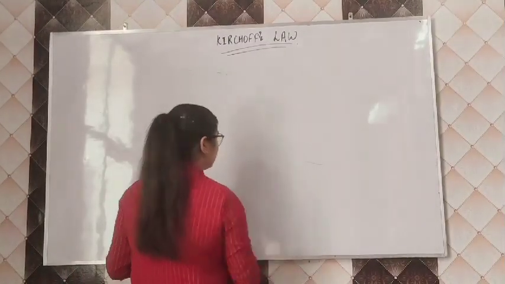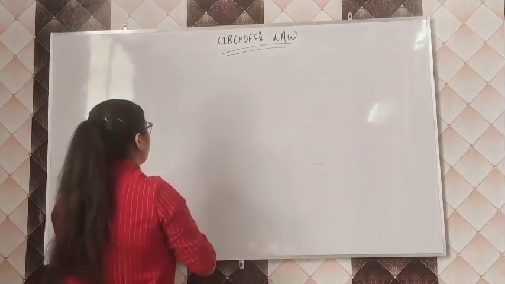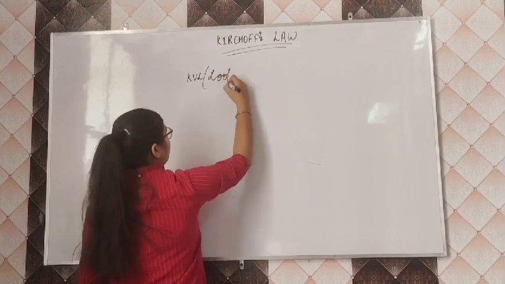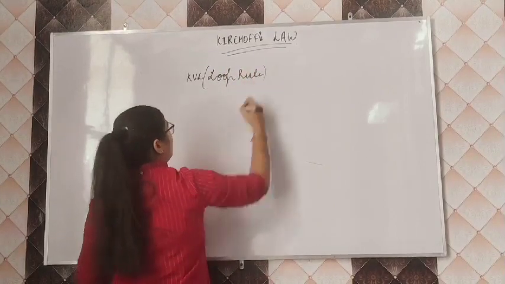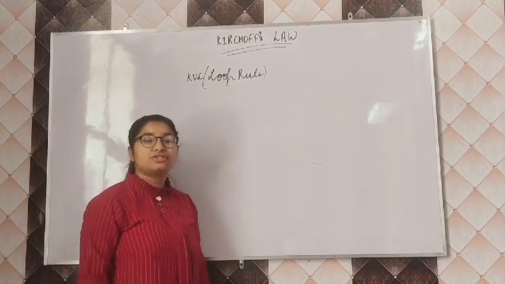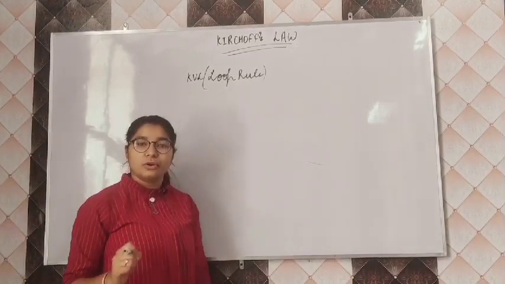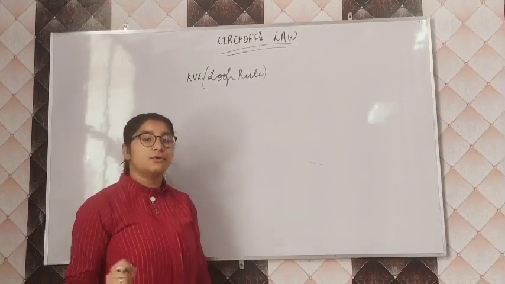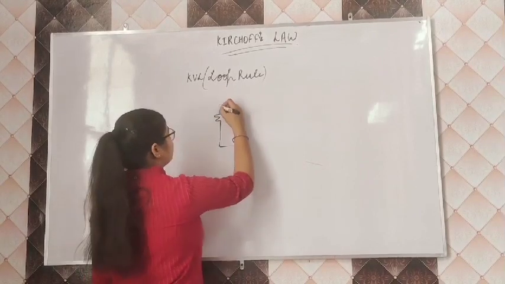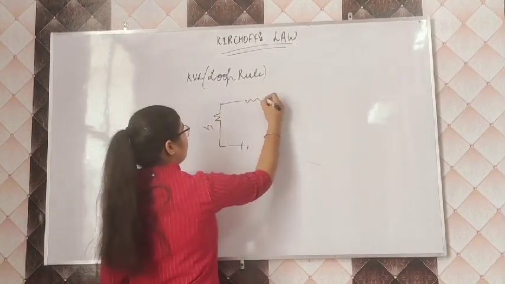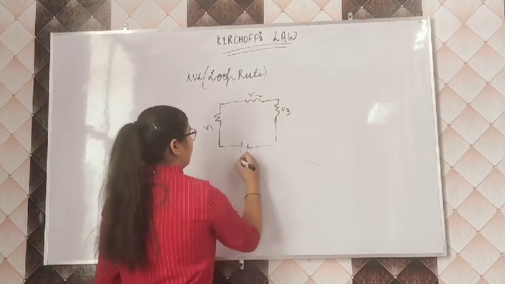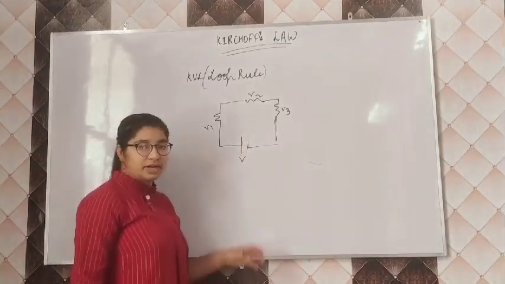KVL stands for Kirchhoff's voltage law, KVL. It is also known as loop rule. Loop rule. So KVL states that the algebraic sum of the change in potential around a closed loop is equal to zero. It means that let us consider a circuit. It is the circuit here V1, V2. It is the potential having V1, V2 and V3. And here it is connected with the battery having some potential V.